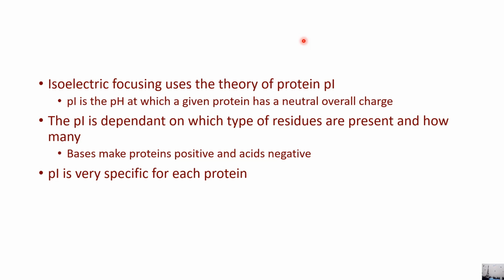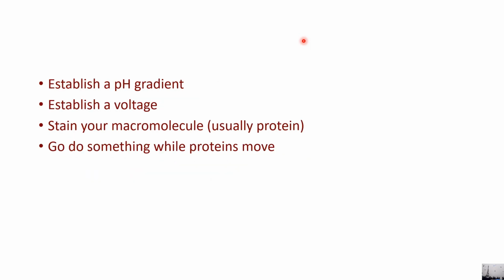So isoelectric focusing uses the theory of protein isoelectric point, which is basically the pH at which a given protein has a zero, neutral overall charge. Neutral overall charge means zero positive or zero negative charge, or equal positive and negative charge. The pI, or the isoelectric point, is dependent on which type of residues are present and how many. Okay, and it's specific for every protein.